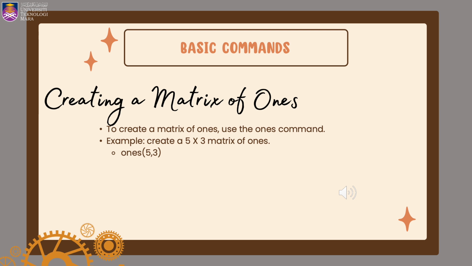Next, let's look at how to create a matrix filled with ones. By using the command ones(5,3), MATLAB generates a matrix with 5 rows and 3 columns, with every element set to 1. So this is useful when you need a matrix filled with a constant value.